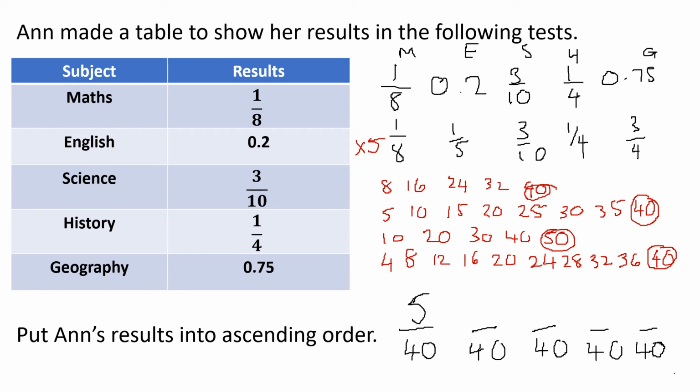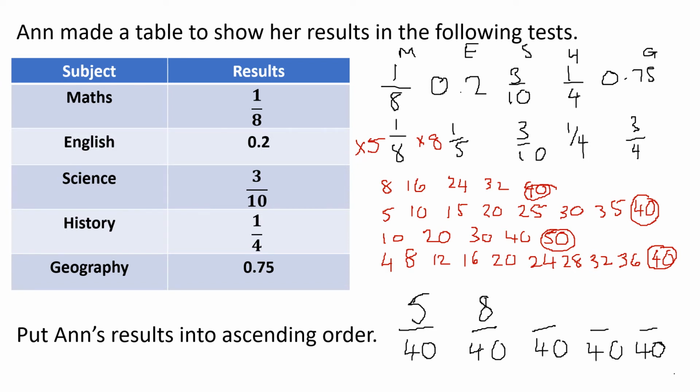So next one, I've got 1/5. The denominator is going to be 40. So what do I times 5 by to get me 40? It's going to be 8. So what I do to the bottom, I do to the top. So I will get 8 at the top.